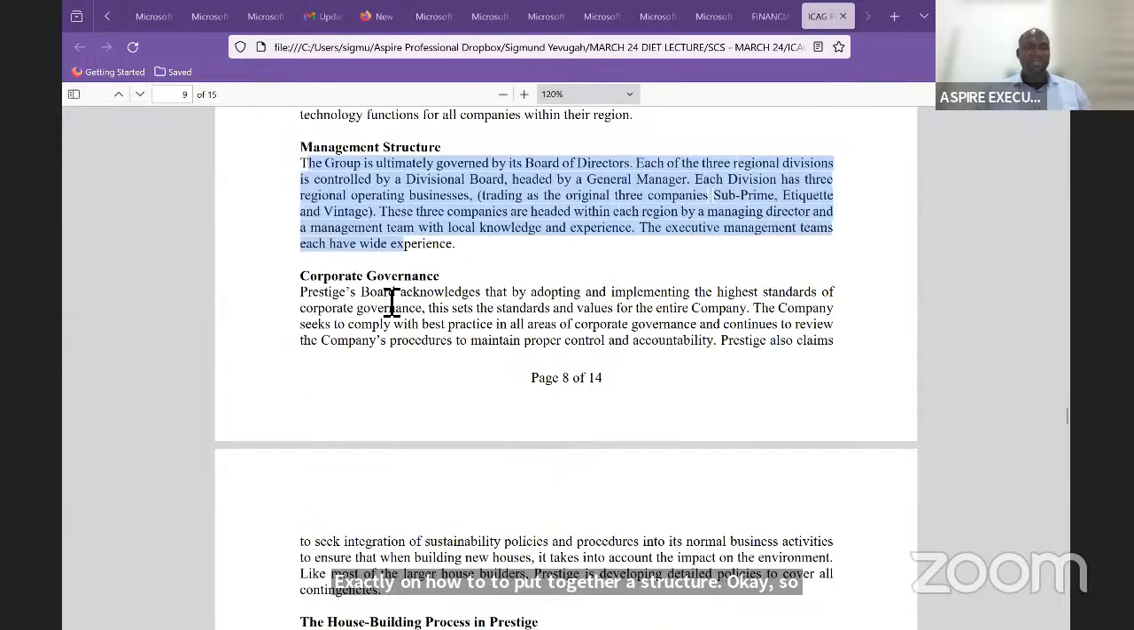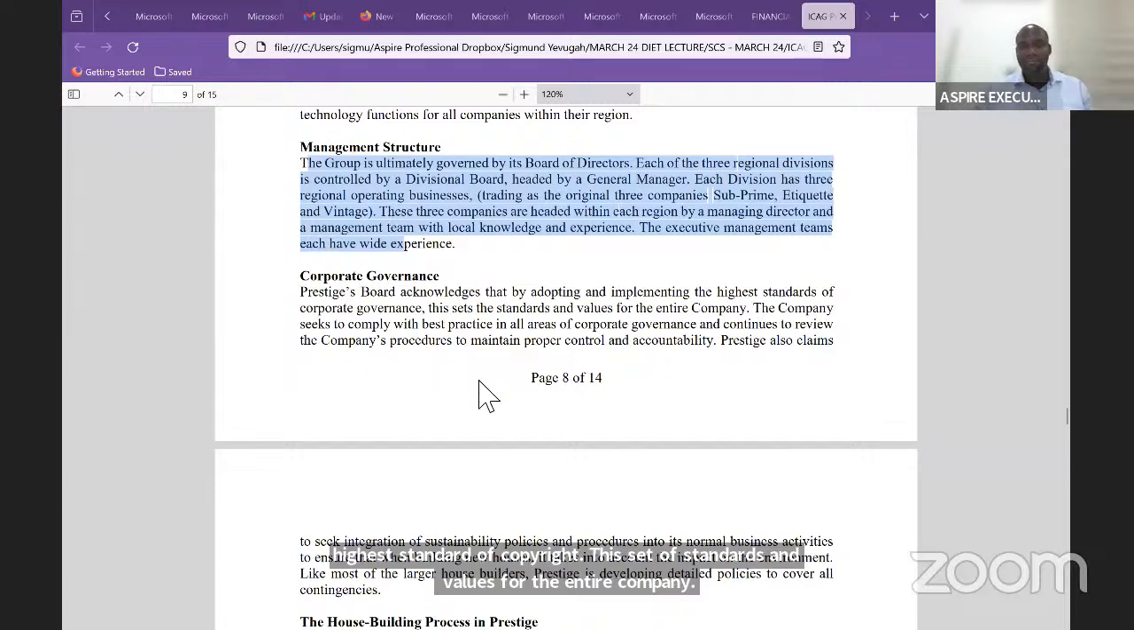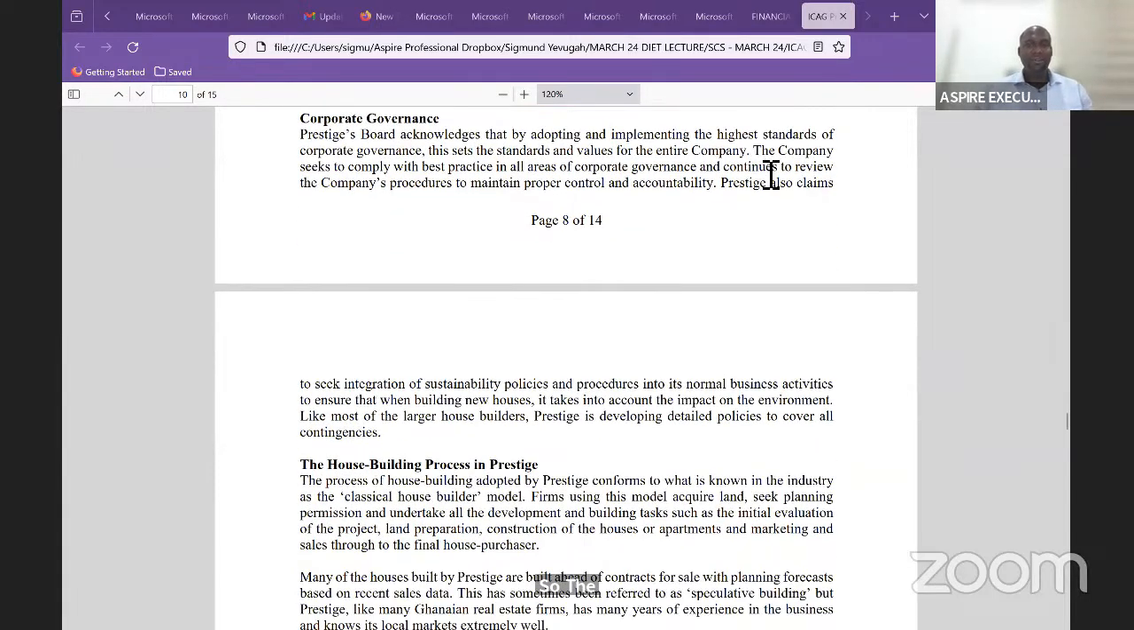Corporate governance. The Prestige Board acknowledges that by adopting the highest standard of corporate governance, this sets standards and values for the entire company. So the company seeks to comply with the best practices in all areas of corporate governance and continues to review the company's procedures to maintain proper controls and accountability. The company also seeks the integration of sustainable policies. So a lot has been done here. Like most of the larger house builders, Prestige is developing digital policy to cover all contingencies. So we may want to look at it carefully.